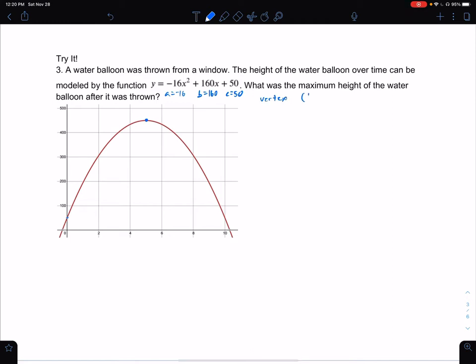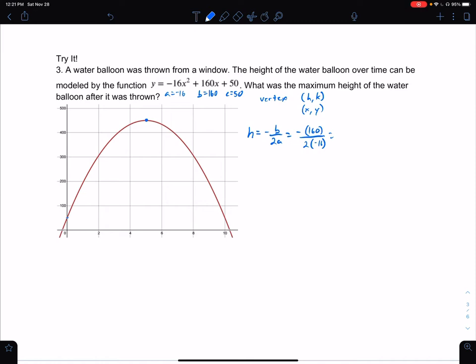Your vertex is (h, k), h being the x-coordinate of the vertex and k being the y-coordinate. So let's figure out what h is using the formula negative b over 2a. So h would be equal to negative b, which is 160 for this problem, over 2 times a, which is negative 16.